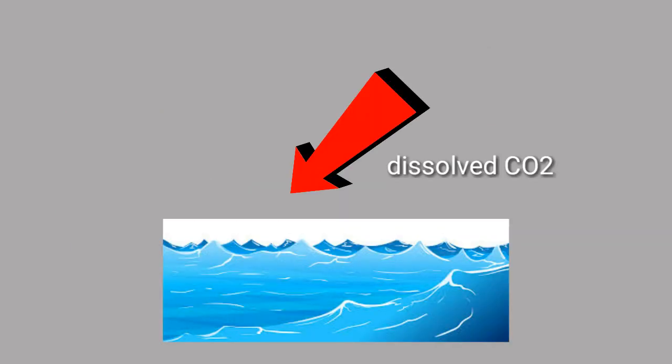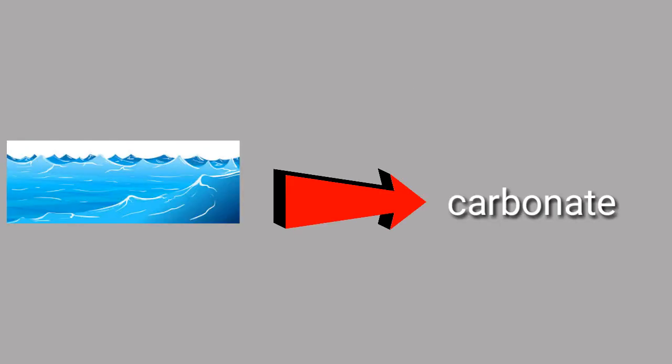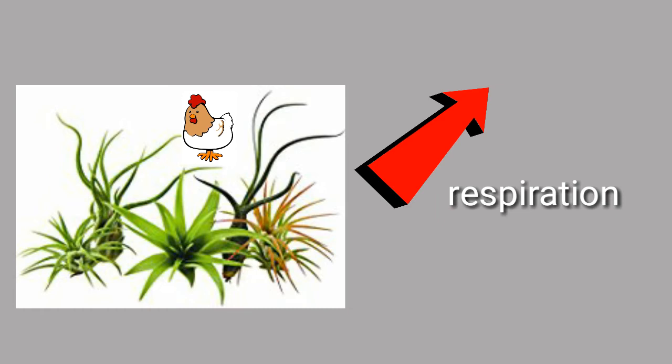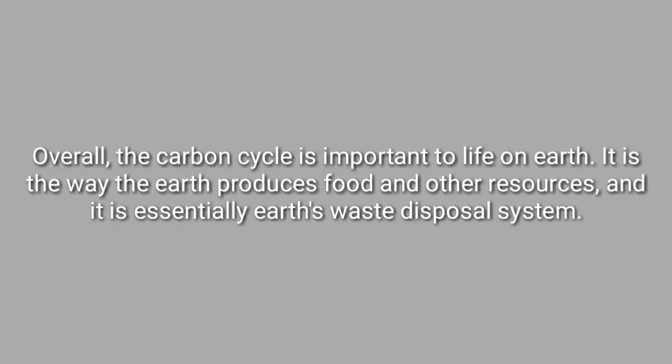Oceans contain the greatest amount of the cycled carbon. Carbon enters the ocean mainly through dissolving carbon dioxide from the atmosphere, which is converted into carbonate. It also enters the oceans through rivers as dissolved carbon. Plants in the water can undergo photosynthesis, and organisms in the water can release the carbon dioxide back into the atmosphere through respiration. Overall, the carbon cycle is important to life on Earth.